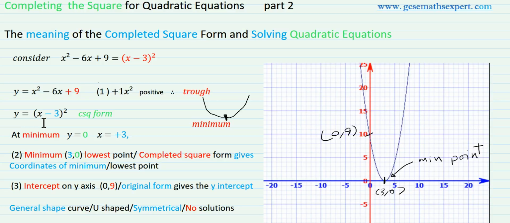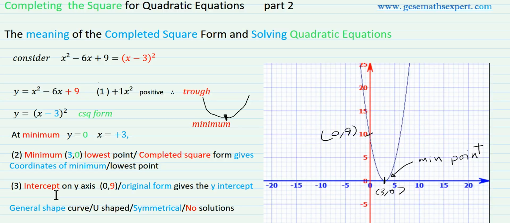For example, if I put x as plus 3 here, plus 3 minus 3 becomes nothing. Yeah, and nothing squared is nothing. Yeah, so y is 0. So that's the minimum point. So at the minimum point x is 3 here, and y will be 0. So that's the lowest point, and the completed square form gives the coordinates of the minimum, the lowest point. In this case it's 3, 0.